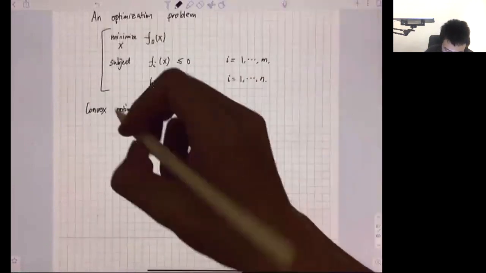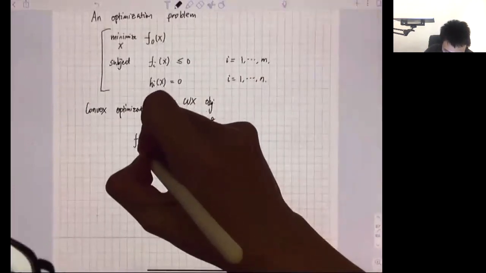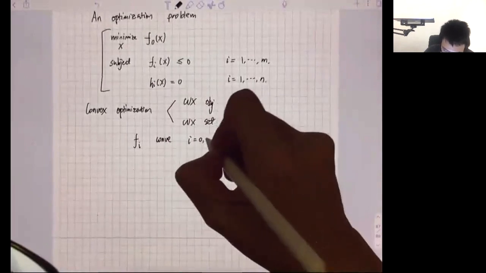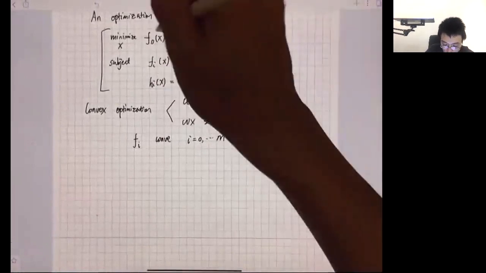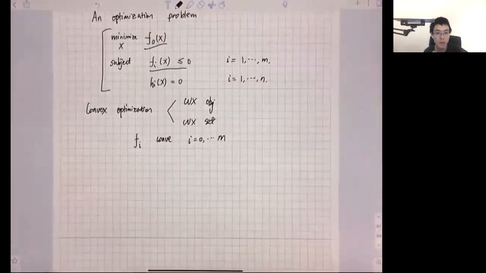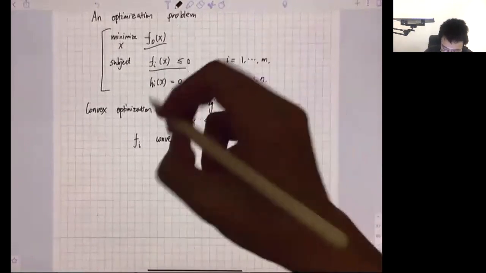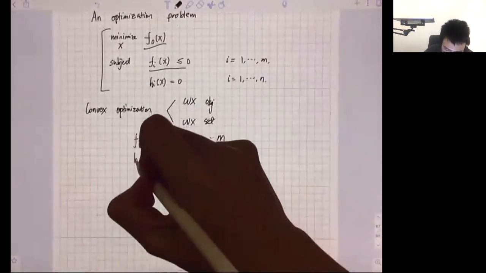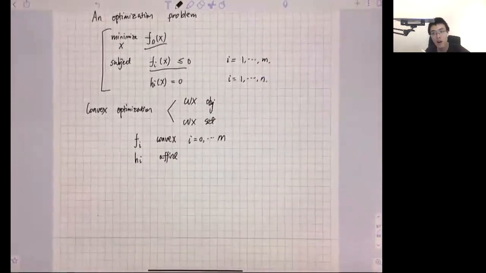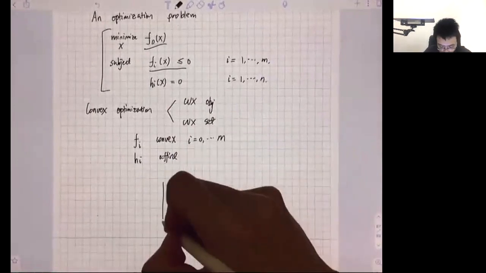tells us that fi must be convex functions for i from 0 to m, okay? So for the objective and for the inequality constraints, they must be convex functions. And for hi, they must be affine functions. If you have a convex function for the equality constraint, then the feasible set is not convex, right?